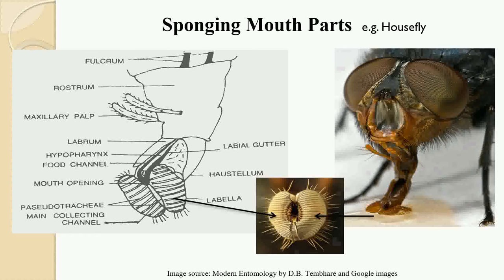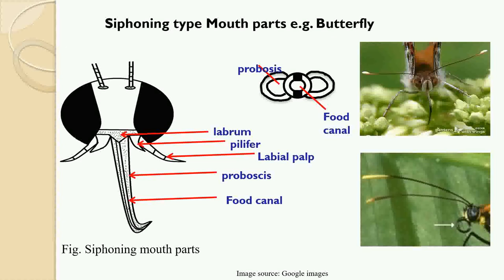So this is about the sponging mouth part. Then the second one is the siphoning type of mouth part. The siphoning type of mouth part is a peculiarity of the lepidopteran insects, which is found in the adults of the butterflies and the moths.